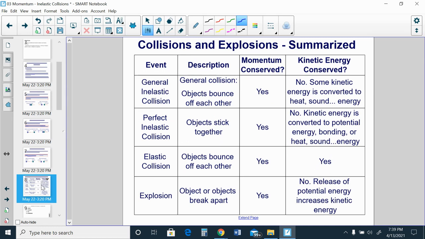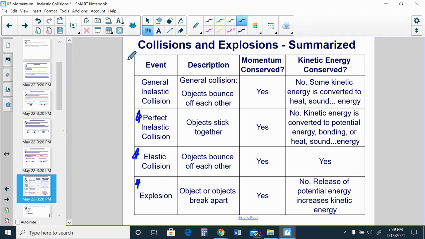Now, this is a very helpful table that summarizes everything here. What we looked at and what we'll mostly be focusing on are these. We have our perfectly inelastic collision, which was just described on the last slide. Not the last slide, the middle slide there. We have elastic collisions and explosion. But you'll notice I didn't really talk about general inelastic collisions.